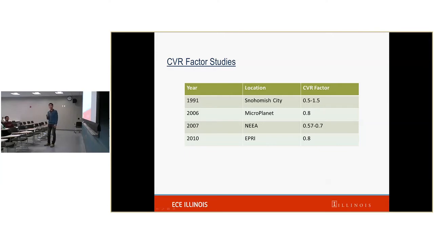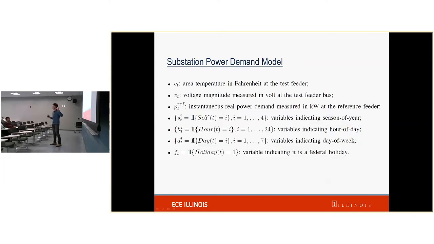I also want to show you typical CVR factors of different circuits. This has been done by Snohomish and also EPRI and the NEA. The typical CVR factor is between 0.5 and maybe 1. The highest is 1.5 over there. If you see 2 or a negative, it should never be negative. If you see 0.3 or 0.2, it's kind of low. But if you see 2, it's almost unreal.